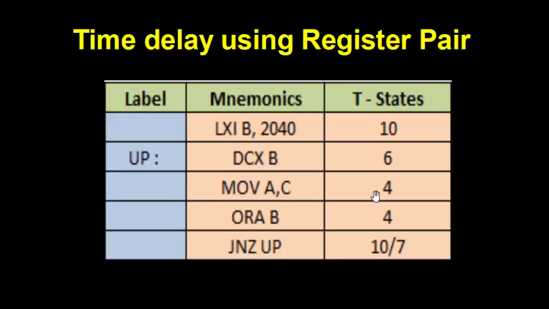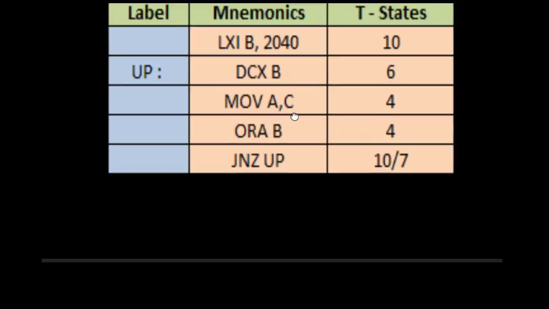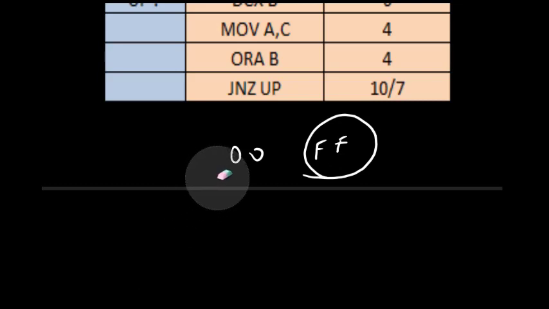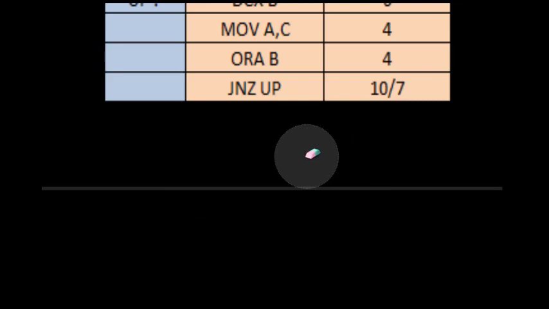Now we have another technique of generating the time delay using a register pair. In the previous case we studied generating time delay using one register, and we know in case of 8085 one register can hold a number from 00 to FF. So FF is the maximum count. Now suppose even after loading FF we don't get the required delay, we need to increase the number. That is what we can do.